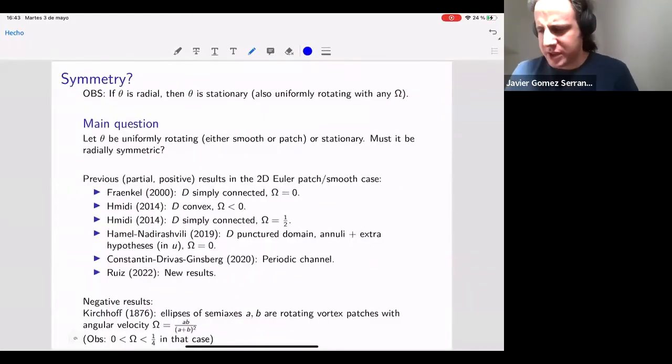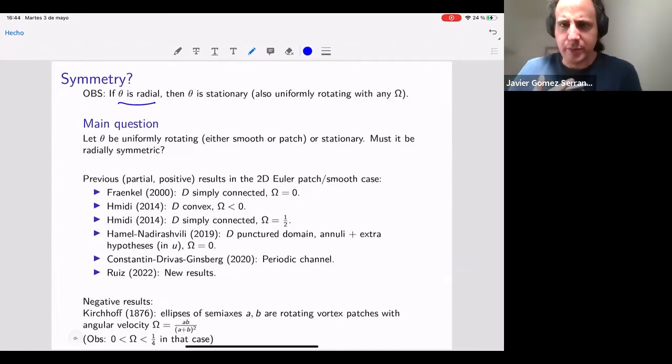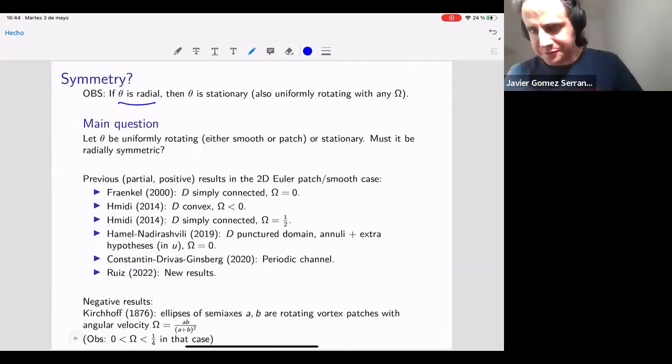Okay, so a very easy observation, and this can be extracted from the equations, is that if we start with radial data, then this is a stationary solution. Or it can also be checked that this is uniformly rotating with any angular velocity. Okay, so this is very easy to check, but the main question that we are asking ourselves here is the converse. Can we characterize all uniformly rotating solutions? Can we characterize all stationary solutions? And in particular, do these rigid solutions have to be radial? Let's say under some assumptions like decay or compact support or something like that. So this is the main question that we were asking ourselves when we started working on this. And numerics seem to suggest that this was true, but it's not easy to prove it.